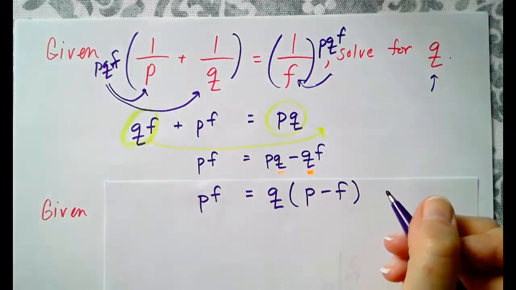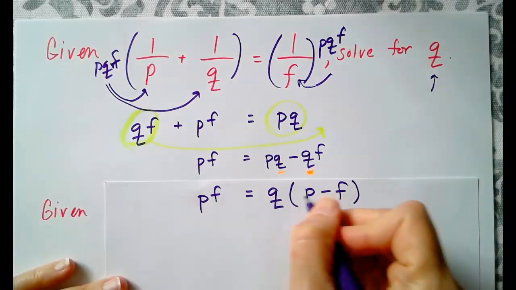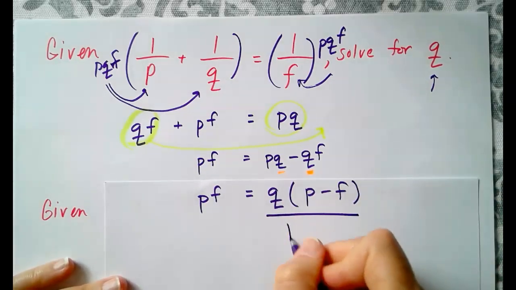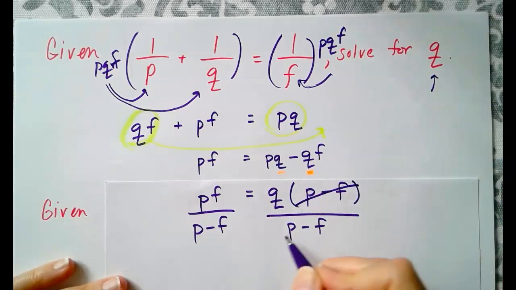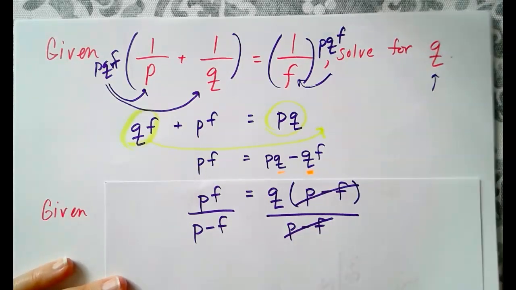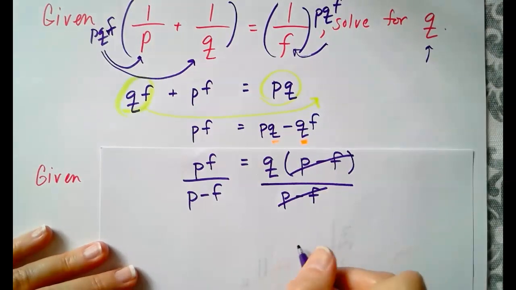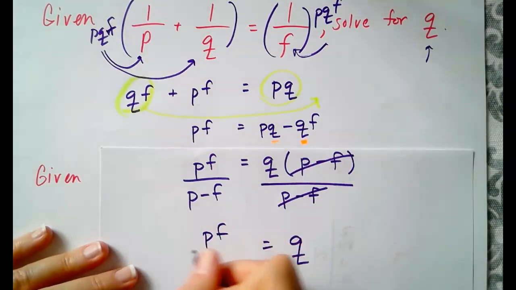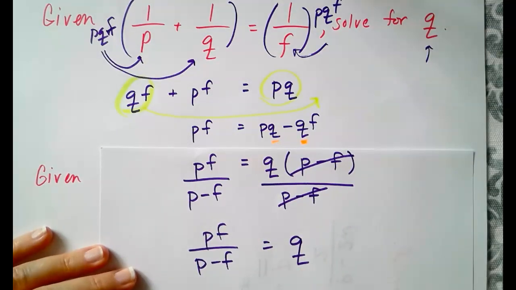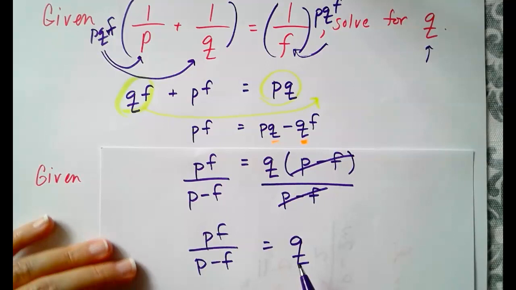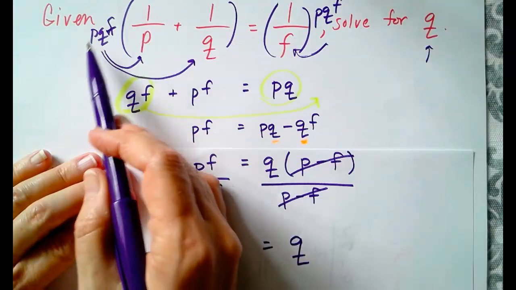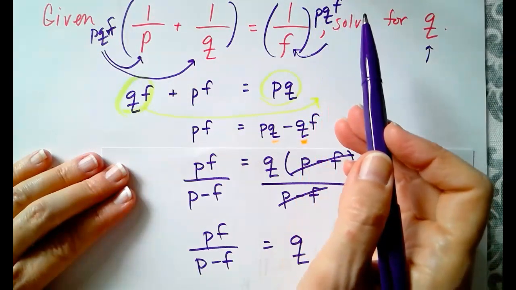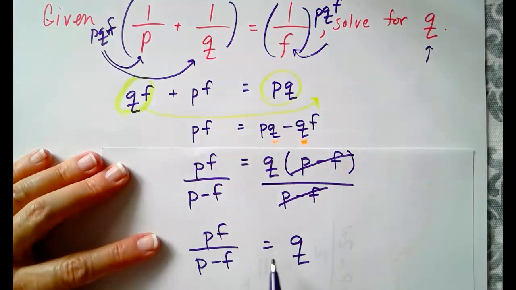And now, just like in the previous problem, we can divide away this factor, dividing both sides by p minus f. And that allows us to solve for q. So finally, q equals pf over p minus f. So that allows us to solve for q. So just quickly reviewing, what did we do? We multiplied both sides of the equation by pqf, which is the least common denominator, to give us all the way down to q equals pf over p minus f. So that's that first one.